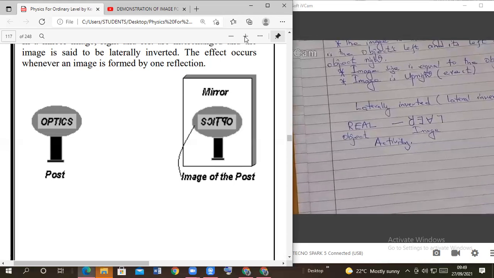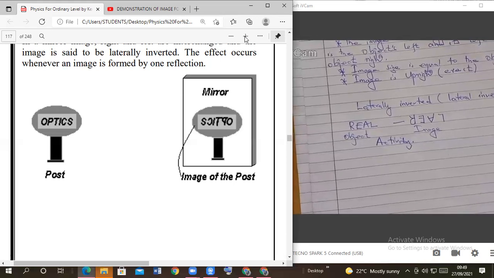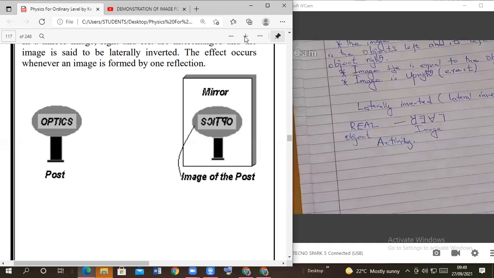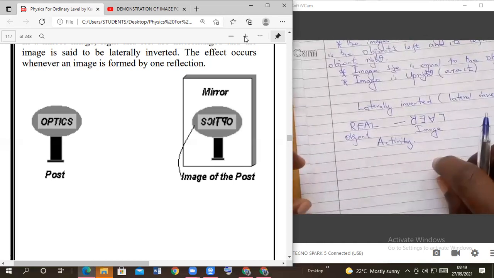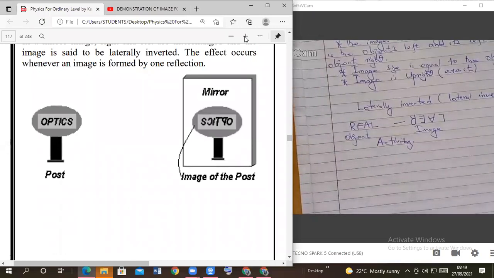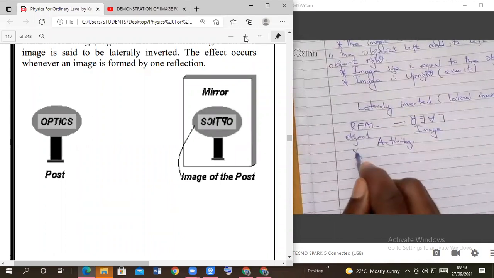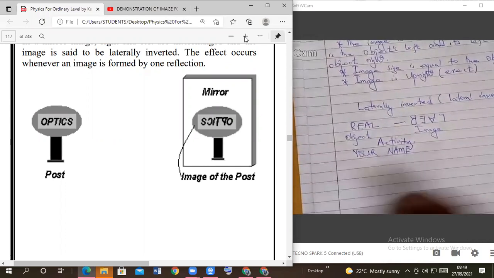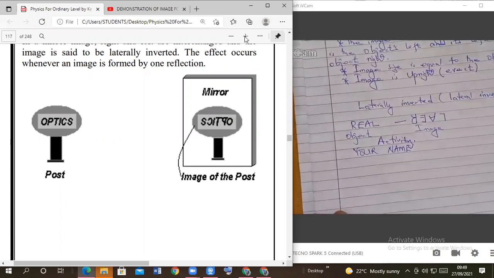So the activity I want to give you: just get a piece of paper. Then write your name. You can just write the way I've written your name. Okay?